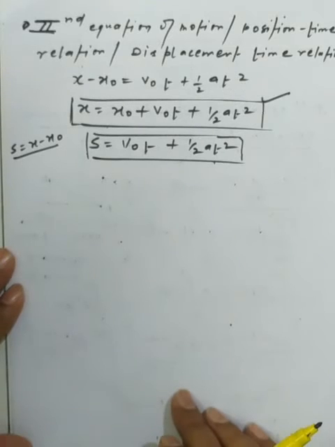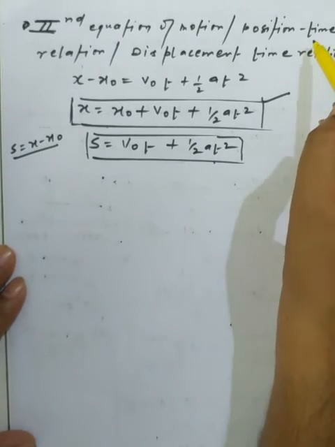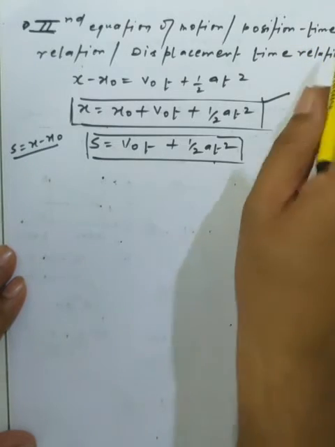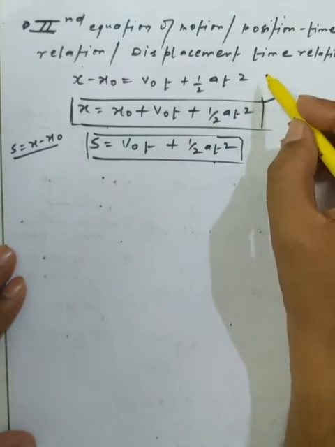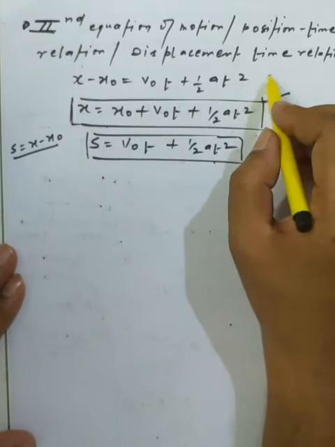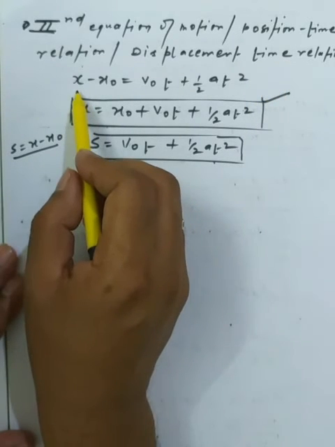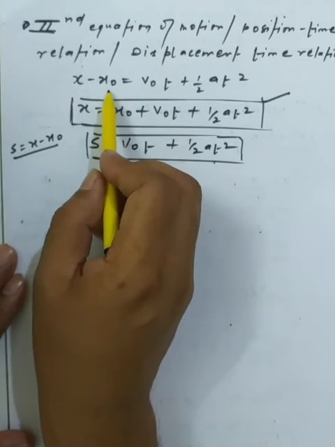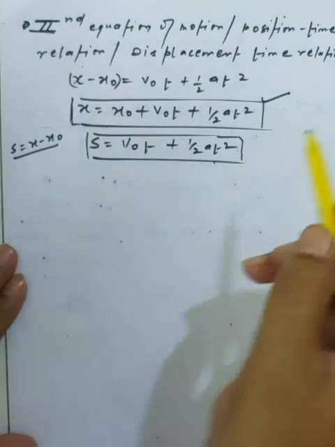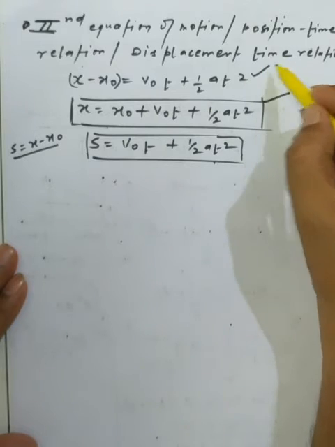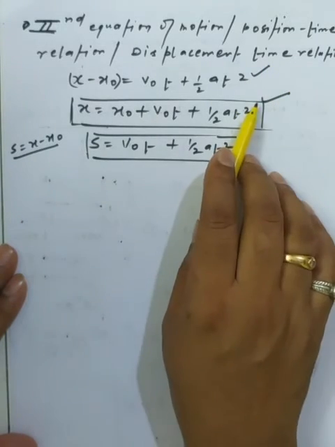Now dear students, here we have the second relation, called the second equation of motion. Sometimes it is known as the position time relation, and sometimes it is called the displacement time relation. These are the versions given in the NCERT book. x minus x naught, where x is the position at time t and x naught is the position at time t equal to 0 from the origin. So we are representing it in terms of the displacement. This is the position time relation we have.